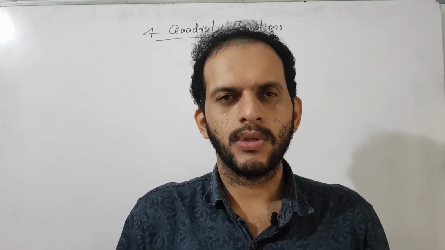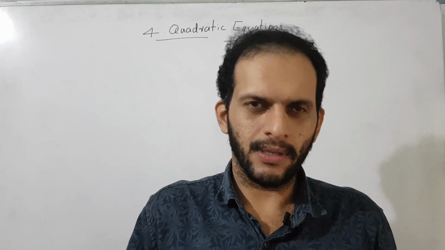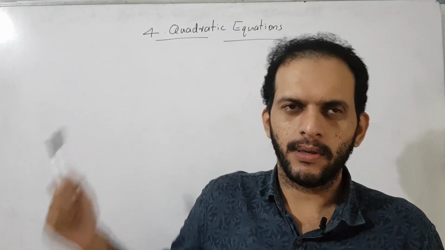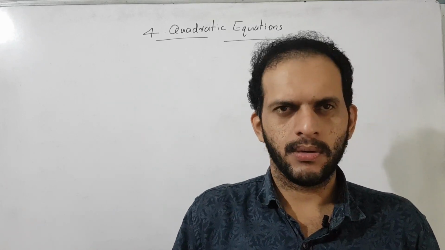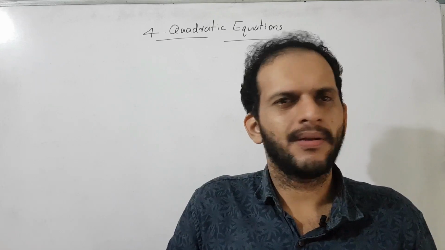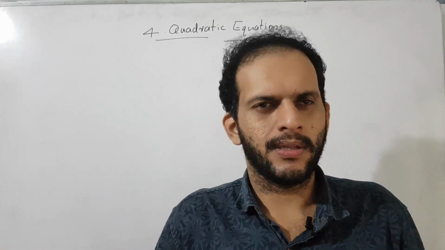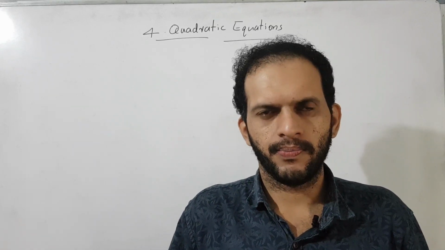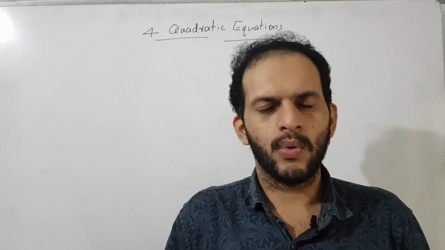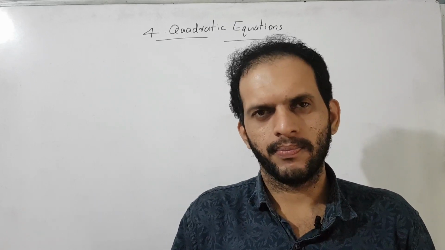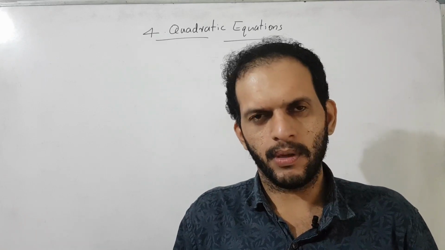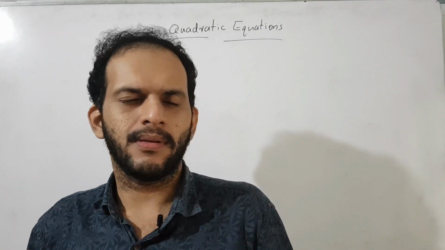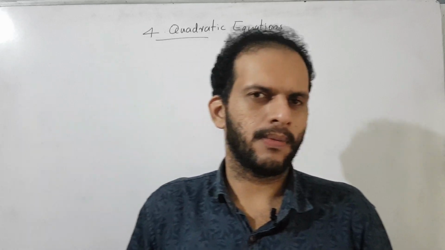Next, we go to our fourth chapter. The chapter is quadratic equations. The term quadratic is not a new one. We already learned what quadratic polynomials are. We find the solution of a quadratic polynomial, we find the zeros of the quadratic polynomial, correct? Both are the same. The zero of the polynomial is the same as the solution of the polynomial.